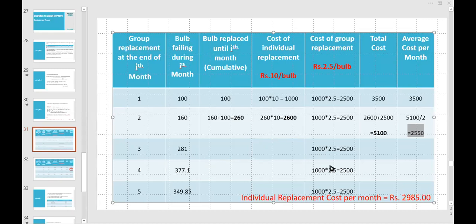What would be the answer for the third row? At the end of the third month, how much may we face? I need the value of the average cost for the third month.